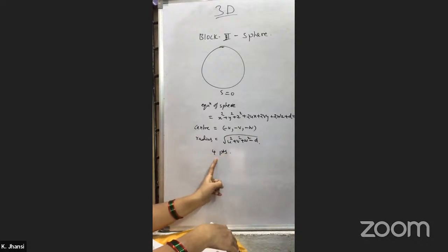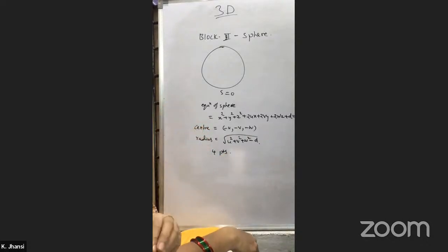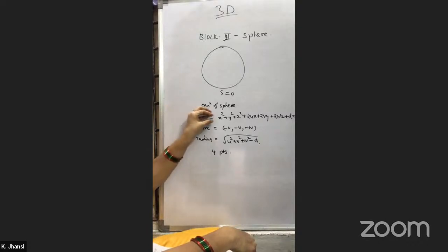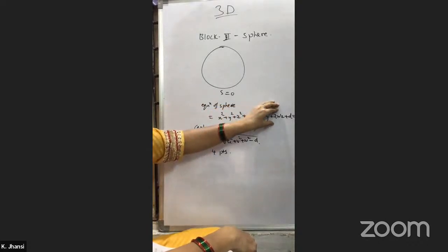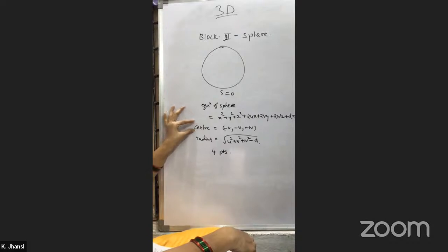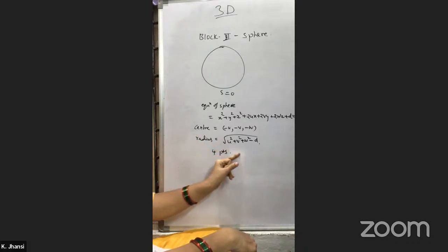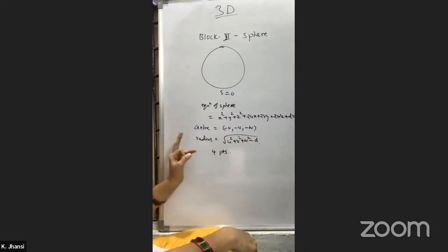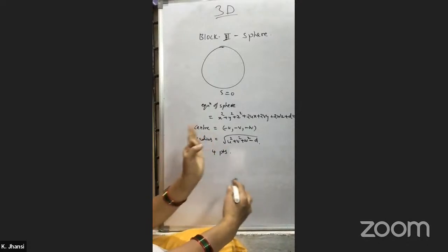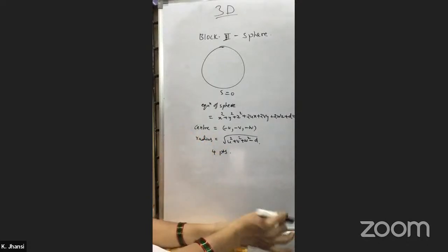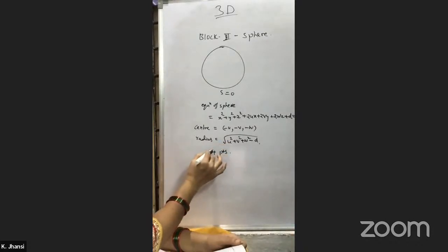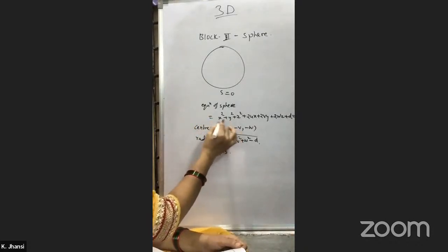So how will they ask a 5 marks question? Directly, the equation of the sphere will be given in the question, and they will ask you to find the center and radius of the sphere. That is a 5 marks question. If they ask to find the equation of the sphere passing through 4 points, that is a 10 marks question. Four points will be given, and you have to find the equation of the sphere passing through those points.